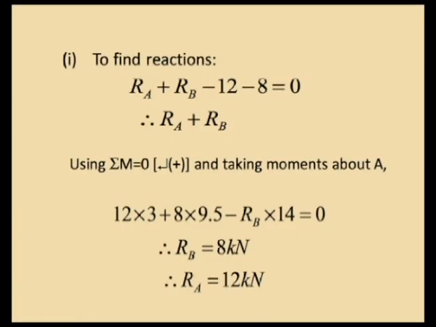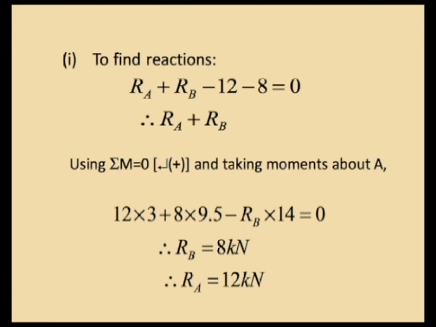So, first let us find the reaction components R A and R B. Here we need to make use of the static equations of equilibrium to obtain the reactions R A and R B. We have sigma V equal to 0. Using that you will get R A plus R B minus 12 minus 8 equal to 0. Therefore, R A plus R B equal to 20 kilonewton.